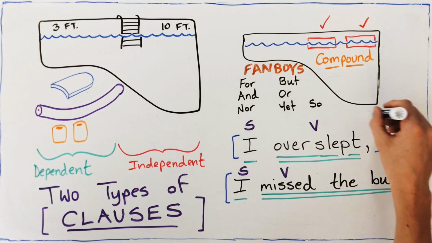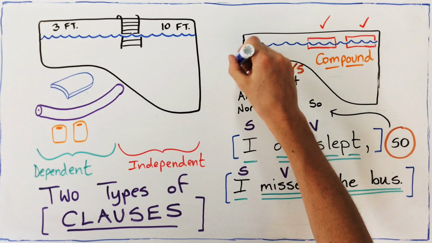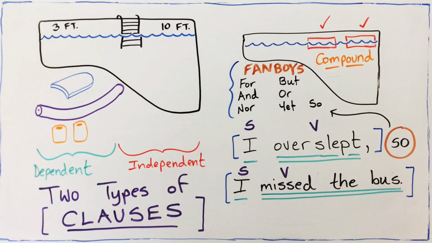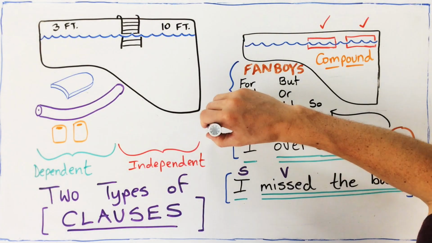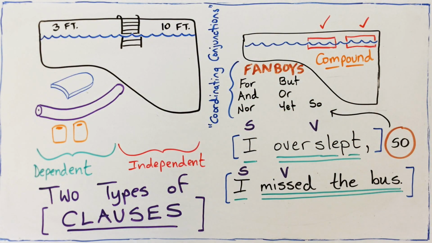So is one of 7 special words called fanboys. They're called that because the first letter of each word forms the word fanboys. The technical name for fanboys is coordinating conjunctions. That's their part of speech, and these are the only 7 coordinating conjunctions. Any compound sentence has to have a fanboys, and if you don't have a fanboys, you don't have a compound sentence. Only a fanboys can connect two independent clauses. And notice that the fanboys is not part of either clause. It goes in the middle.